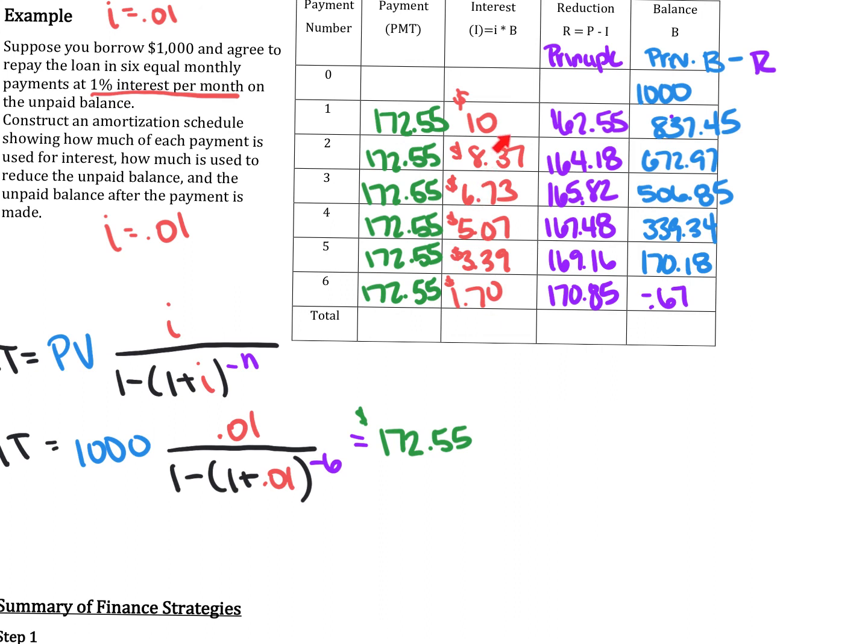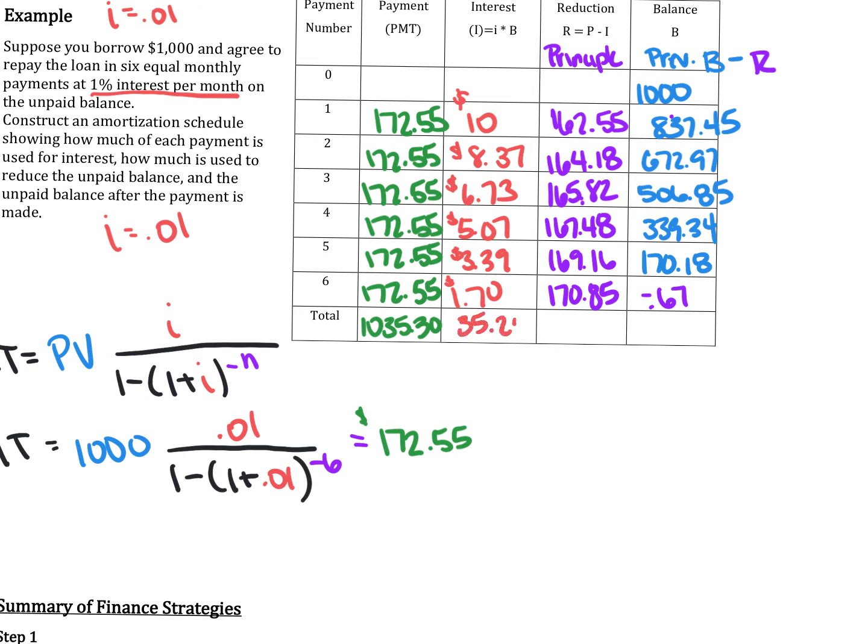But if you were to calculate this now, you can actually see how much you're paying in interest. So if you look at your total payments, if I do 172.55 times 6, I get $1,035.30. If I want to know how much I'm paying in interest, if you add up all these values here, 10 plus 8.37 plus 6.73 plus 5.07 plus 3.39 plus 1.70, you get $35.26, which is about the $35.30. Again, we have round off error. That's why we get that number there.